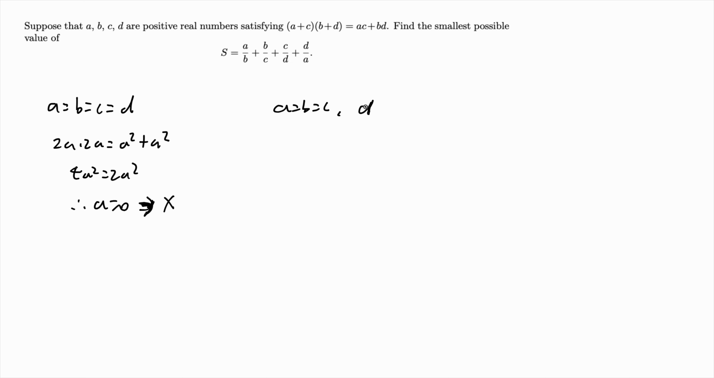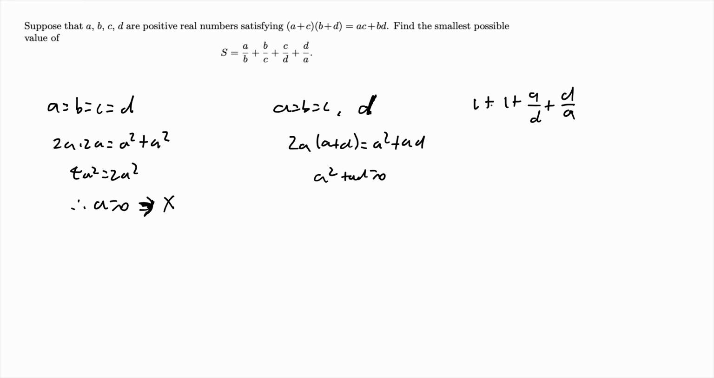Now, the second thing that I was thinking was when A, B, C, and D are not all equal to each other, but D and A are closely related to each other. So let's write it. A plus D equals A squared plus AD. We have A squared plus AD equals 0. Now, if this is true, then we're looking for the minimum value of this.